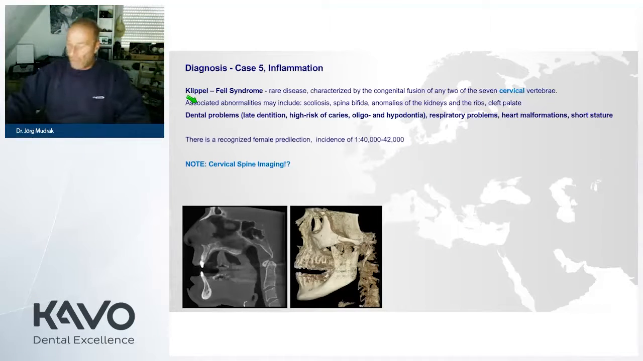And I will now give you the solution, or for this case, it's the so-called Klippel-Feil syndrome. It's a very rare disease, and it's characterized by the congenital fusion of any two of the seven cervical vertebrae. It is associated with abnormalities that might be scoliosis, spina bifida, anomalies of the kidneys and the ribs, and a cleft palate. Dental problems, late dentition, high risk of caries, oligo or hypodontia, respiratory problems, heart malformations, and a short stature. It's a female predilection. The incidence is 1 to 40,000 to 42,000. What my goal with this case was that we often have parts of the cervical spine in our images.